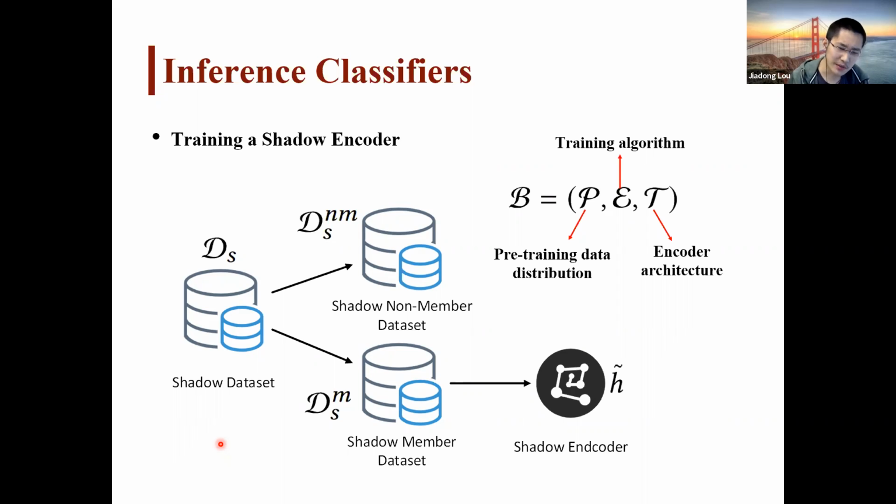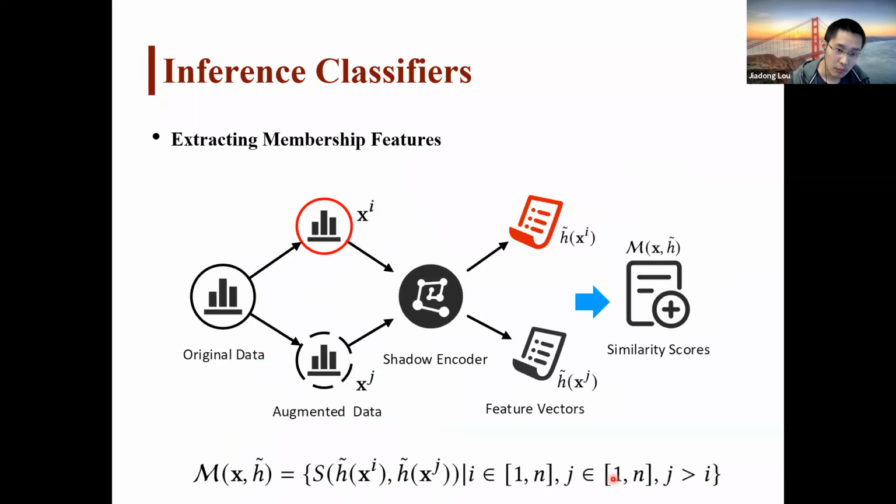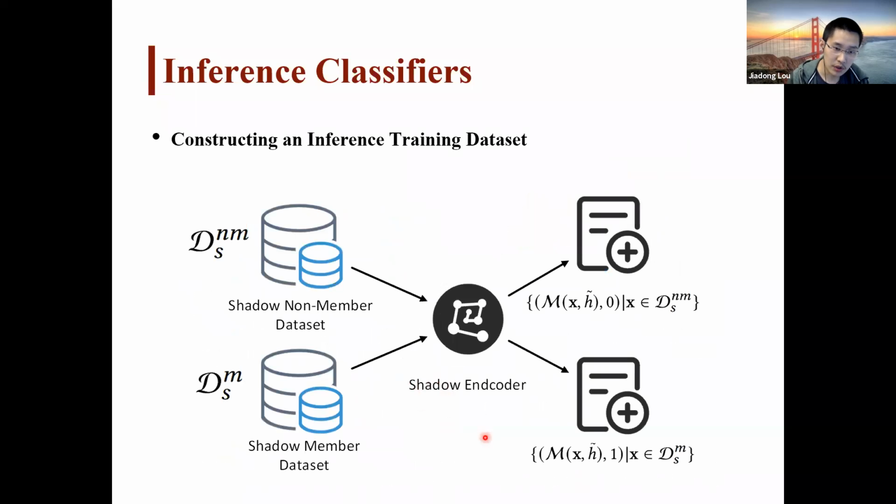There's no relationship between this shadow encoder and the target encoder. We want to train this shadow encoder so that we can use it to construct this training data set, and then use this training data set to construct the classifier.